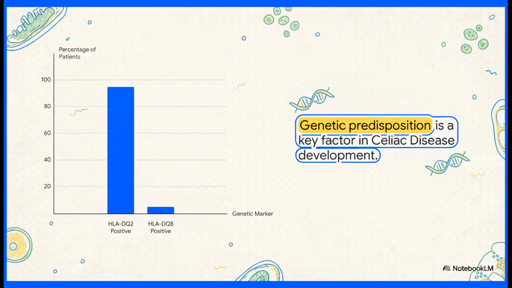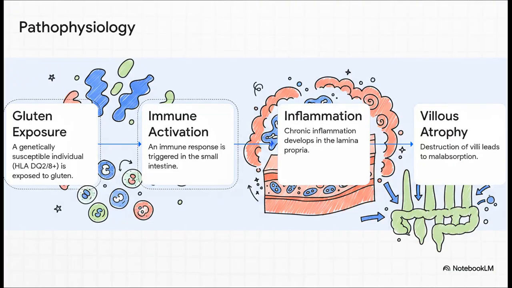Something like 95% of patients with celiac disease have the HLA-DQ2 gene. And most of the other 5%, they have HLA-DQ8. The bottom line is this: if you don't have one of these genetic markers, a diagnosis of celiac disease is extremely unlikely. Okay, so here's the chain reaction.